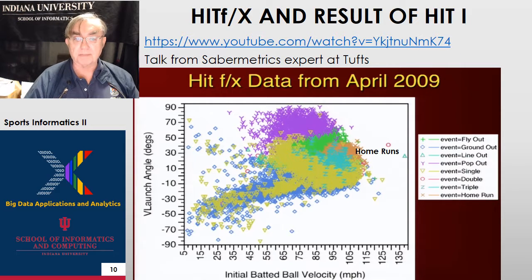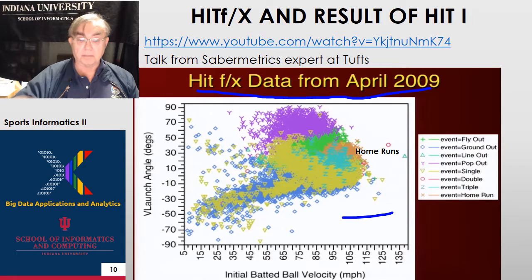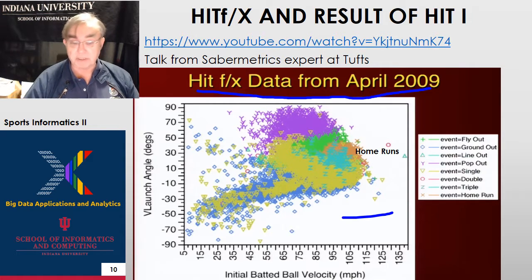Here is another talk I found, had some HitFX data from April 2009, and it's looking at the initial batted velocity here. Here's high velocity, likely to go far. Here's the launch angle. These ones here are negative. These are balls heading down, which obviously is possible. If it goes a really high angle, they're going to just drop in front of the batter. Here's a fly. Well, here it's just a pop-up, goes straight up in the air.